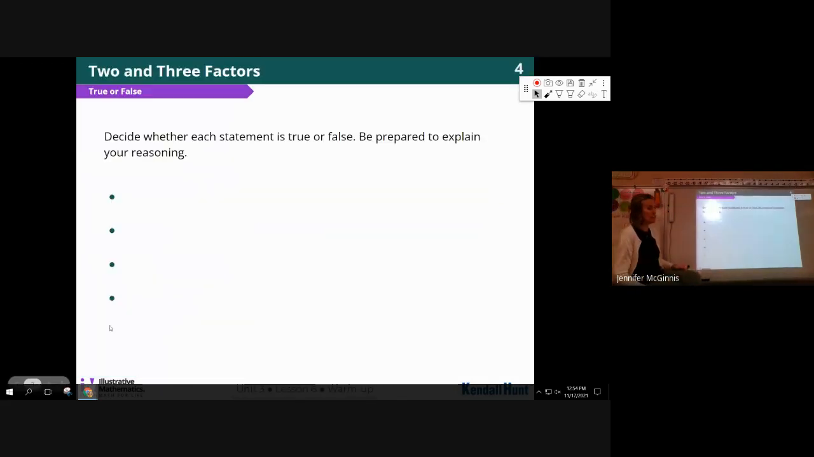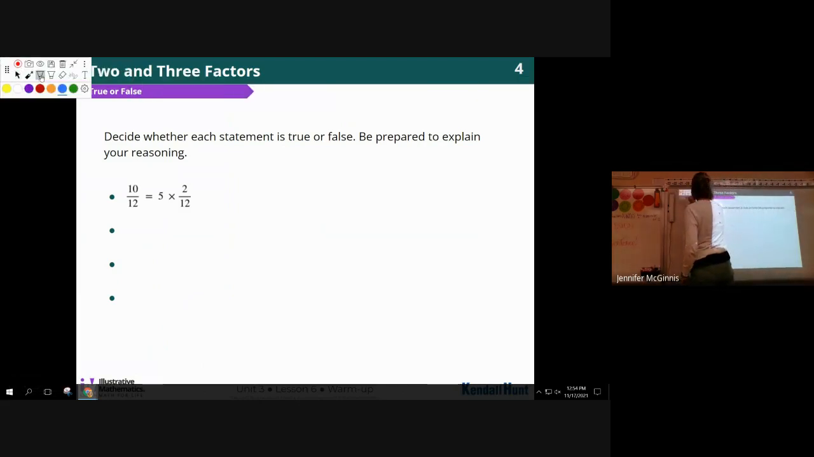Decide whether each statement is true or false. Ready? True or false? Go. Raise your hand when you have an answer. It should be on your screen too, right? You can see it on your screen. You can see it on my screen. Tell me when you have an answer. Go.